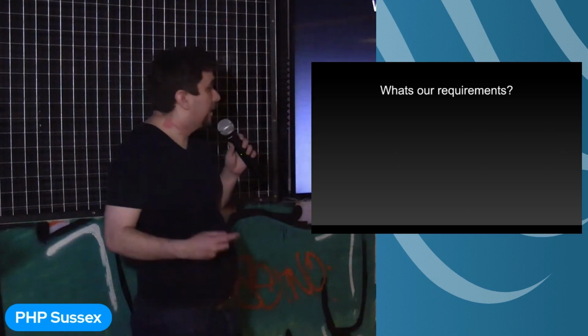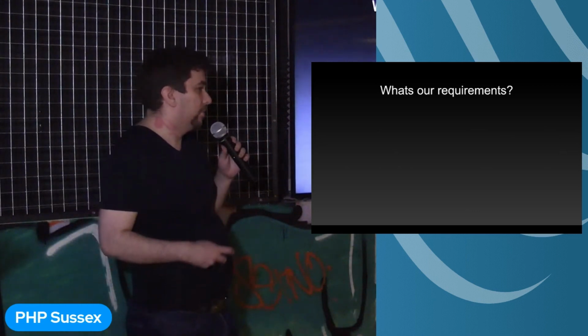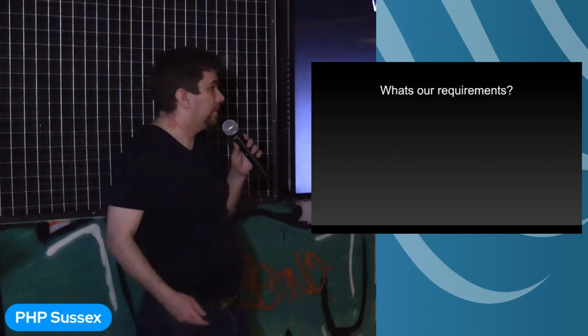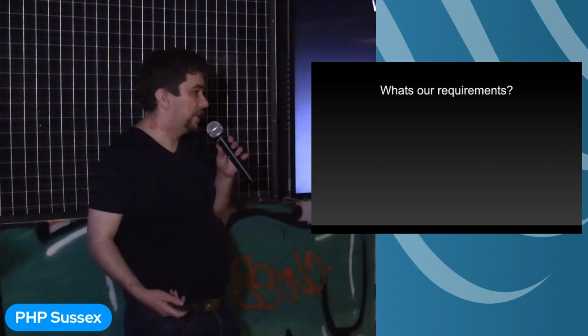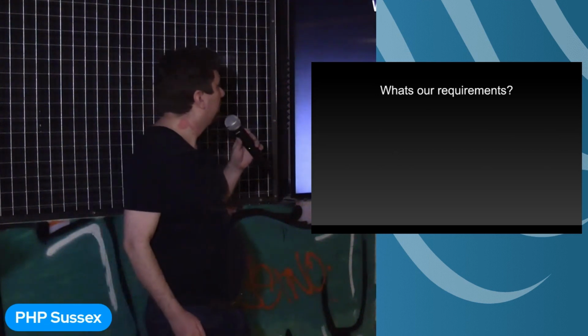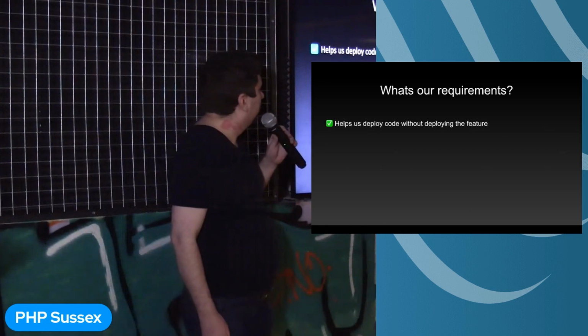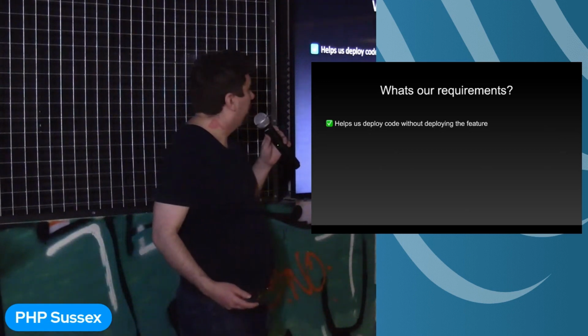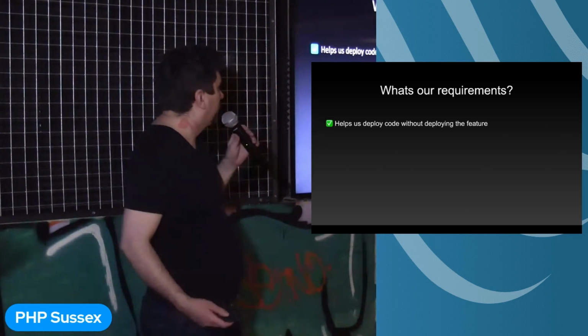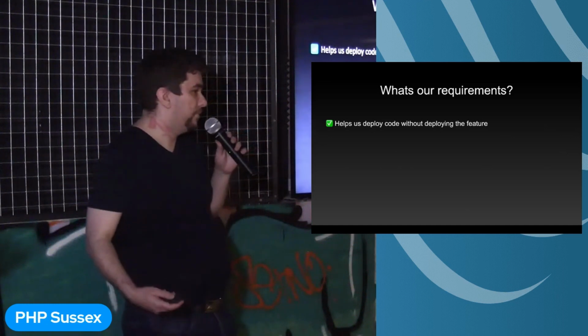So if we're thinking about that last slide there of all these things we want to get out of it, what are the actual requirements of that solution with feature flagging? First is really we just want to help us deploy the code without deploying the feature. And that's a pretty simple target.